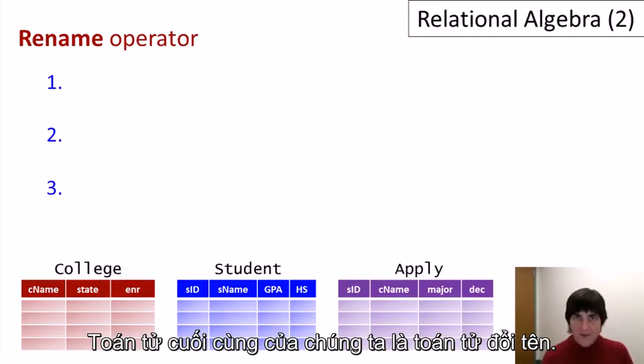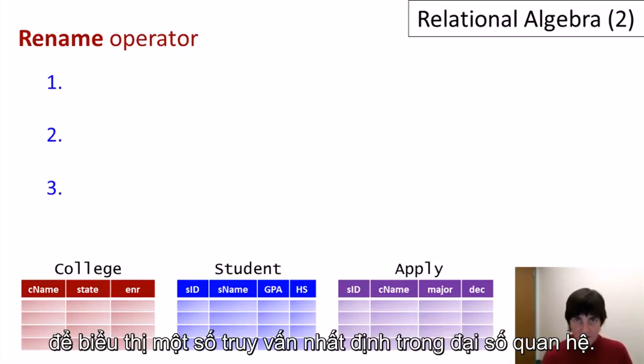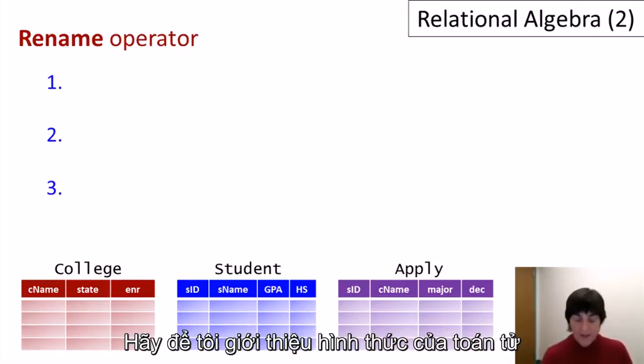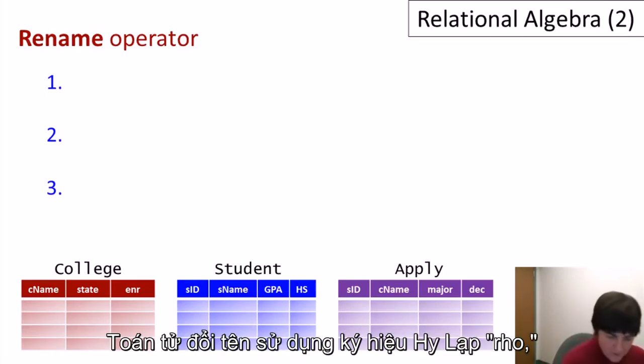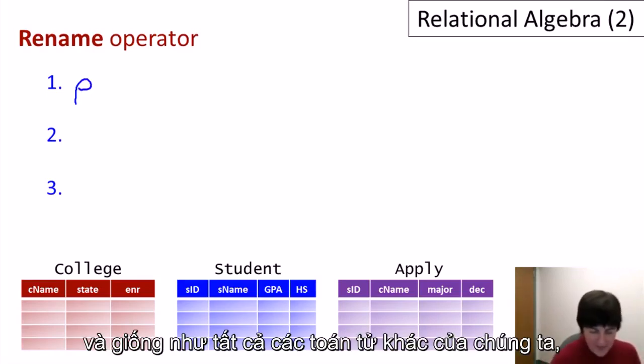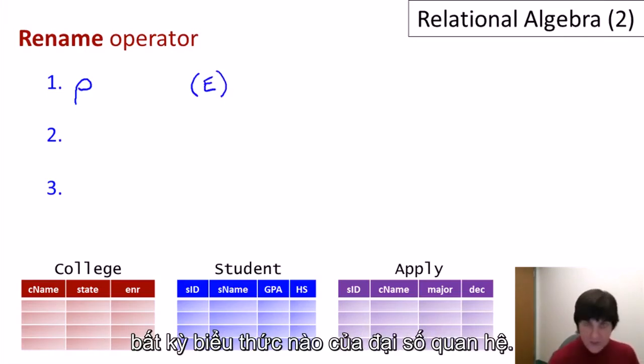Our last operator is the rename operator. The rename operator is necessary to express certain queries in relational algebra. Let me first show the form of the operator and then we'll see it in use. The rename operator uses the Greek symbol rho, and like all of our other operators, it applies to the result of any expression of relational algebra.